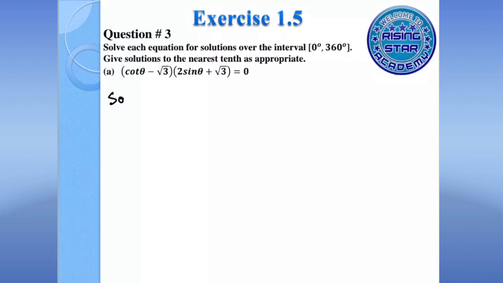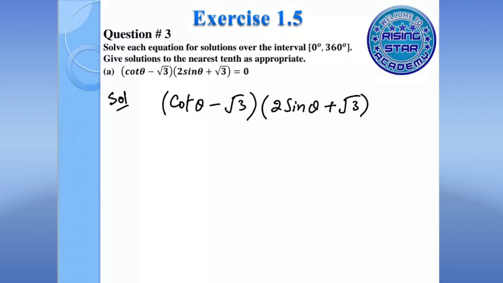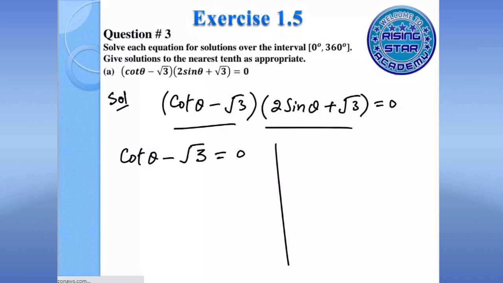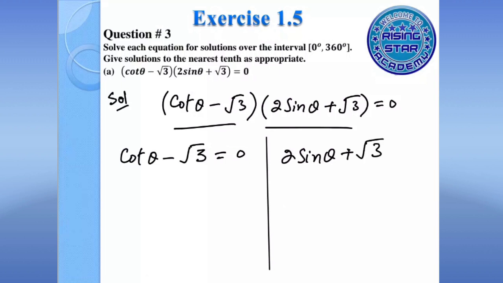So I will write the solution. (cot theta minus root 3)(2 sine theta plus root 3) is equal to 0. Now we will separate them because these are already written in factored form. So I will write cot theta minus root 3 is equal to 0, and the second one is 2 sine theta plus root 3 is equal to 0.